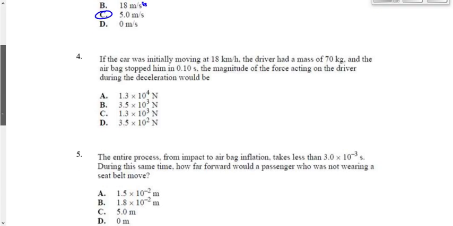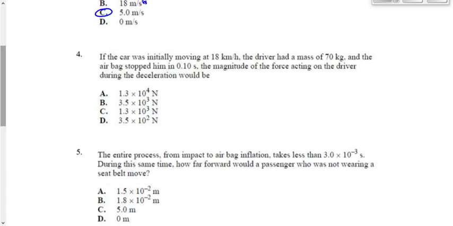5 meters per second is the answer. Number 4, the car was initially moving at 18. The driver had a mass of 70 and the airbag stopped him in 0.10. What's the force on the driver during that acceleration?